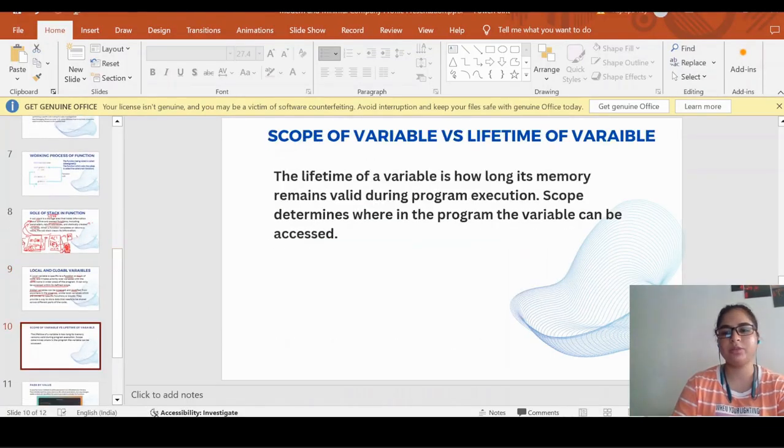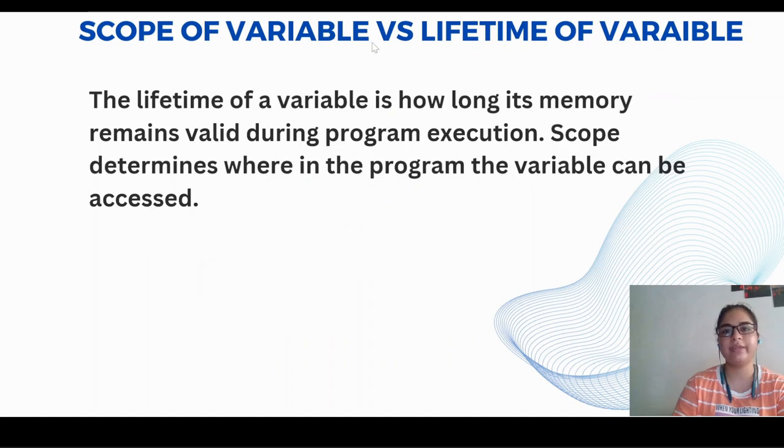Now let's move on to the next topic, which is scope of a variable versus lifetime of a variable. Now we know what the scope of a variable is: it determines where in the program the variable can be accessed. And lifetime of a variable means how long its memory remains valid during the program execution. That is called the lifetime of a variable, right?